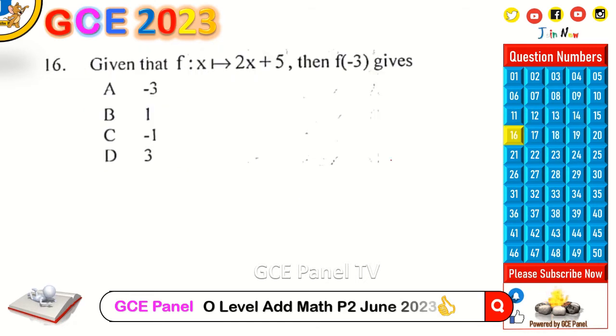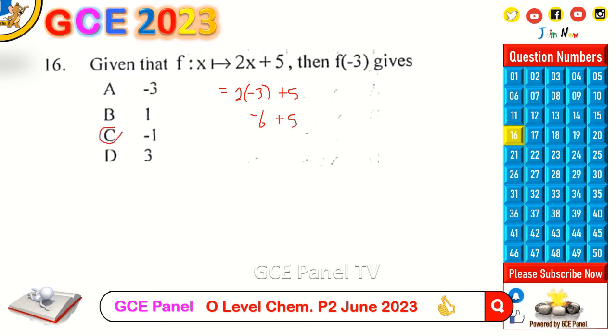Question 16, given that f is such that x is mapped onto 2x plus 5, then f of negative 3 will be equal to, so f of negative 3 here will just be equal to 2 times negative 3. What's 2 times negative 3? Negative 6. So plus 5. What's negative 6 plus 5? Many students, if you don't know, please use your calculator. Most of you, when negative numbers come in, you don't know the answer again. So negative 6 plus 5 is negative 1. Okay.